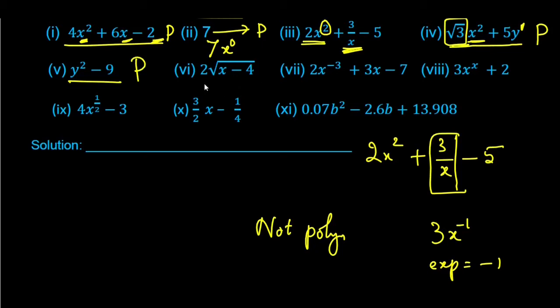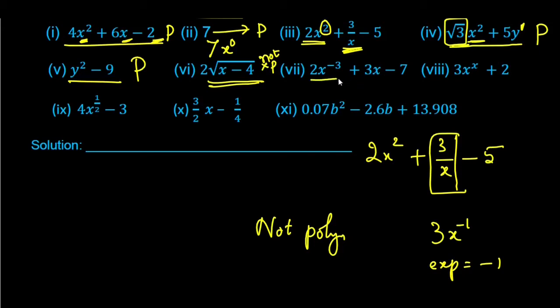Sixth one, 2 into under root x minus 4. So here we have the exponent as 1 by 2. We have it under the root. So this is not a polynomial. Not a polynomial.